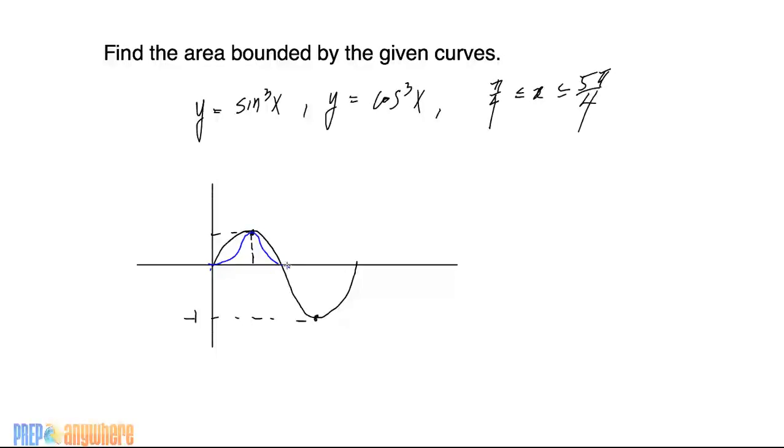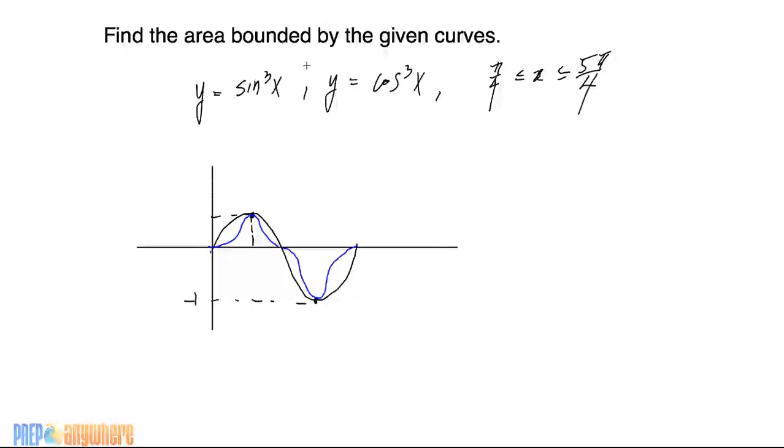This is just an approximation. This is not the exact picture for this, but I don't need to draw an accurate picture. What I was asked to do is to find the area. So cosine cubed x. Again, approximately it looks like this. Let me just draw the normal one first. It's just going to depress like that.